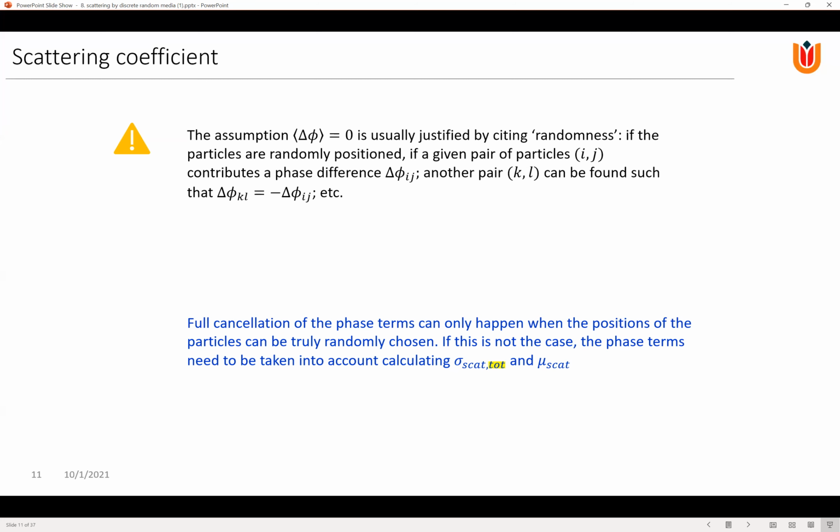The question that I want to ask, or that I want to study, is: is that allowed? Can you actually say that, is it justified to fully cancel all these phase terms, or is it not justified? And if it is not justified, then we have to take that into account if we calculate the scattering, the total scattering cross section, or if we calculate the scattering coefficient. Okay.